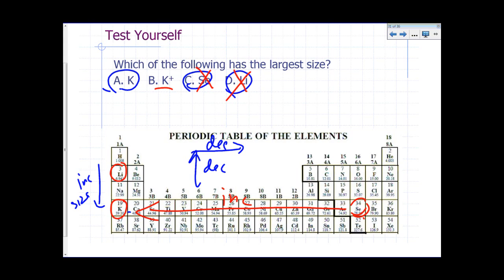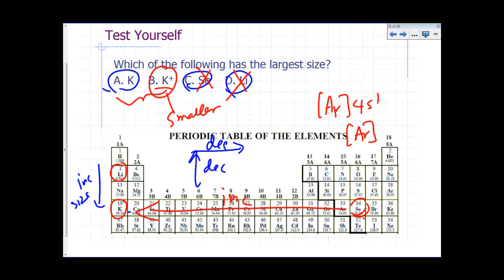Okay? So let's just compare potassium and potassium plus. Potassium is argon core 4s1. That's the electron configuration. And potassium with a +1 charge is just the argon core. So this is going to be smaller. So this potassium would have to be the largest of these listed here.